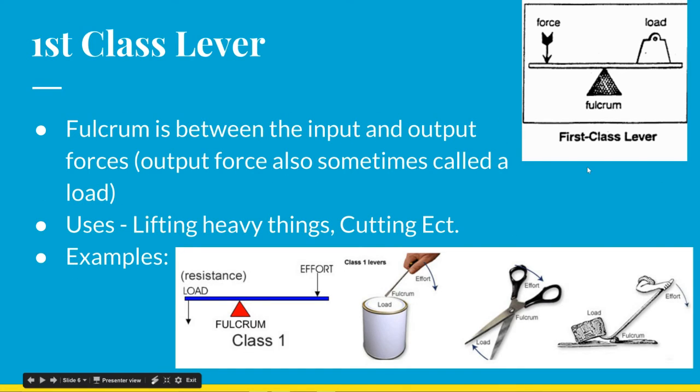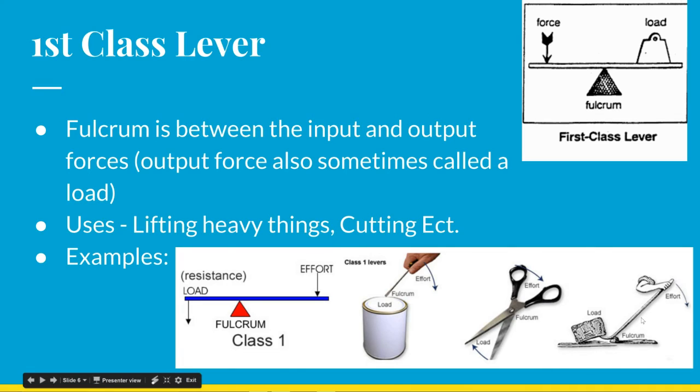So what we've been looking at is a first-class lever. In a first-class lever, the fulcrum is between the input and the output forces. Remember, an output force can also be called a load because usually you're lifting a load like an object with the lever. So here you push down with the force, the load goes up. And so it's useful for lifting heavy objects.